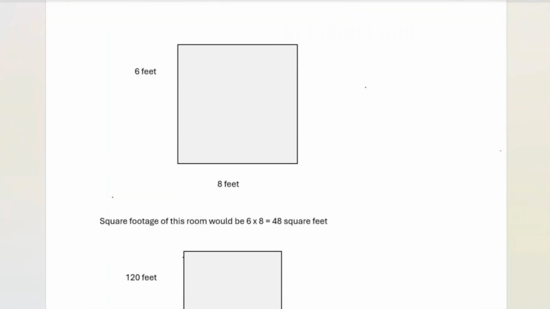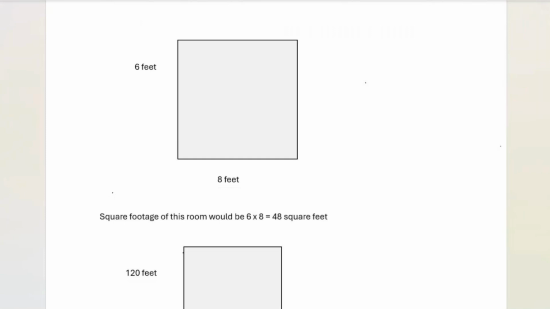If you wish to find the square footage of a parcel of property or of a space, you're going to multiply the length times the width. So in this diagram on the screen, you have a space that is 6 feet by 8 feet. For example, if you wish to put carpeting in that space, you would need the square footage, so you would multiply 6 times 8, 48 square feet.